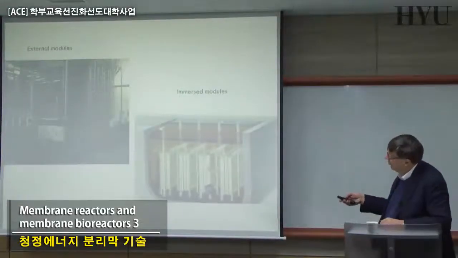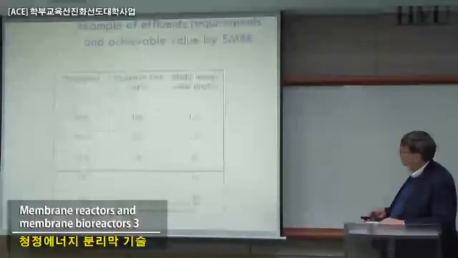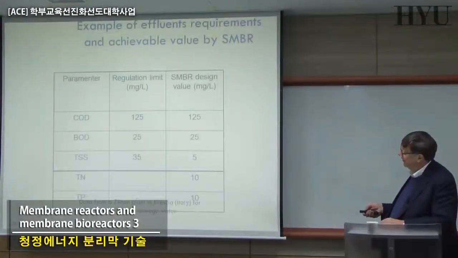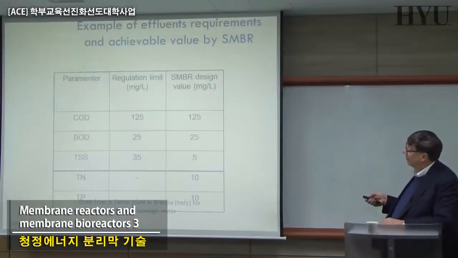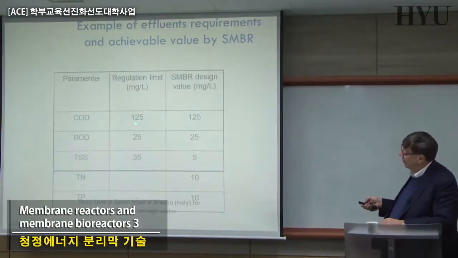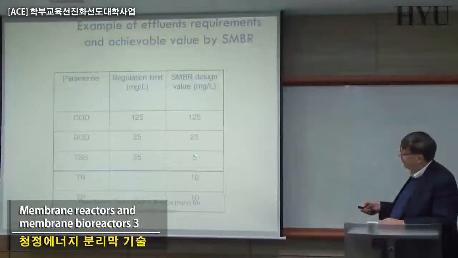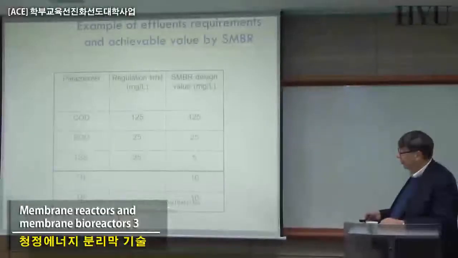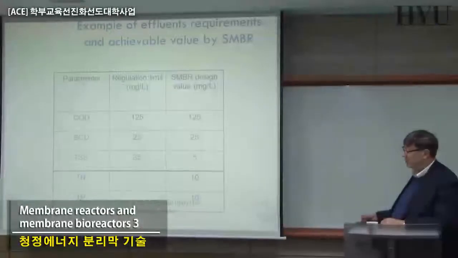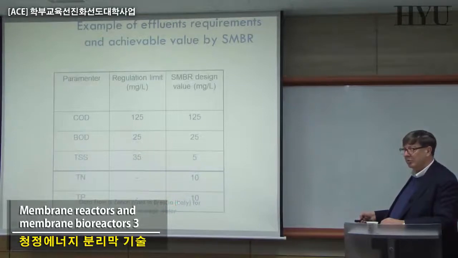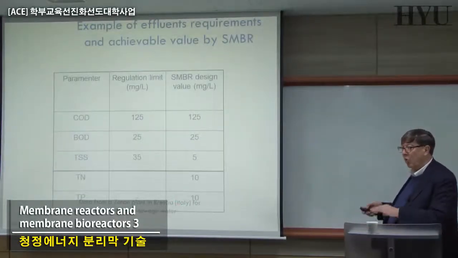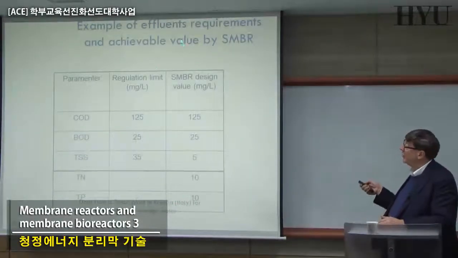Immersed module or external module, they're both configurations, and some of the data you can see here. By the rules, what you have to respect was, I don't know, COD. Well, COD here is roughly the same, but TS 35, you can have a 5. TN, basically there is no regulation, but that is very low, 1, and that is one plant. We have a full city in Italy, that's Brescia. Brescia is a city of about 120,000 people. All the final effluents are just going through one of these plants.